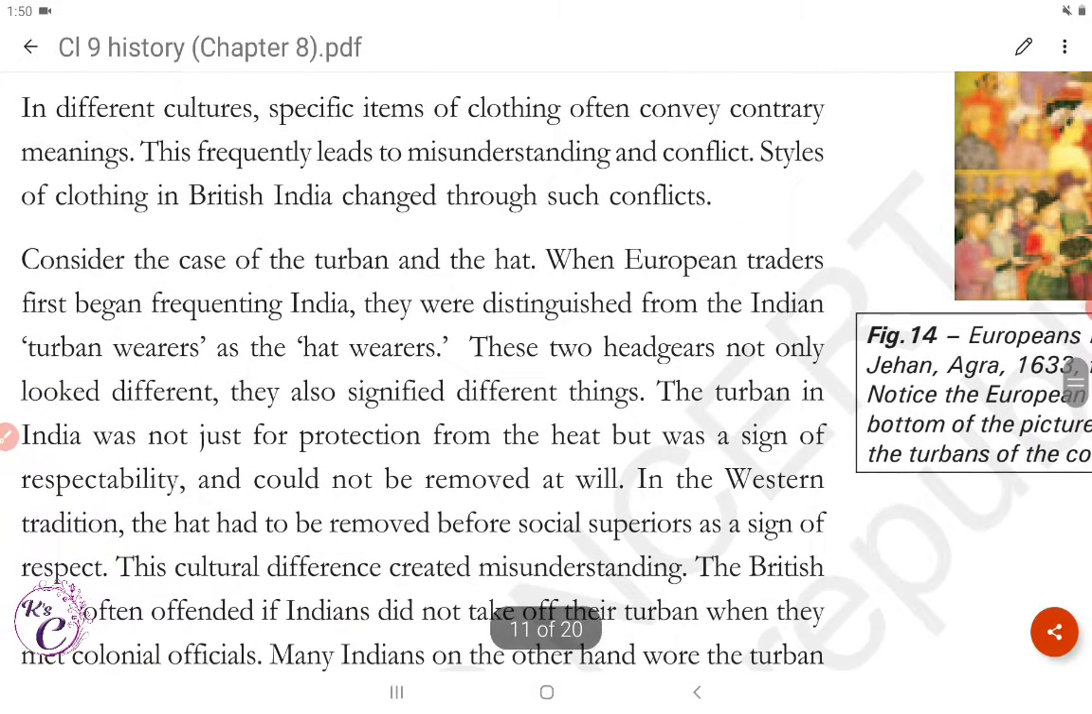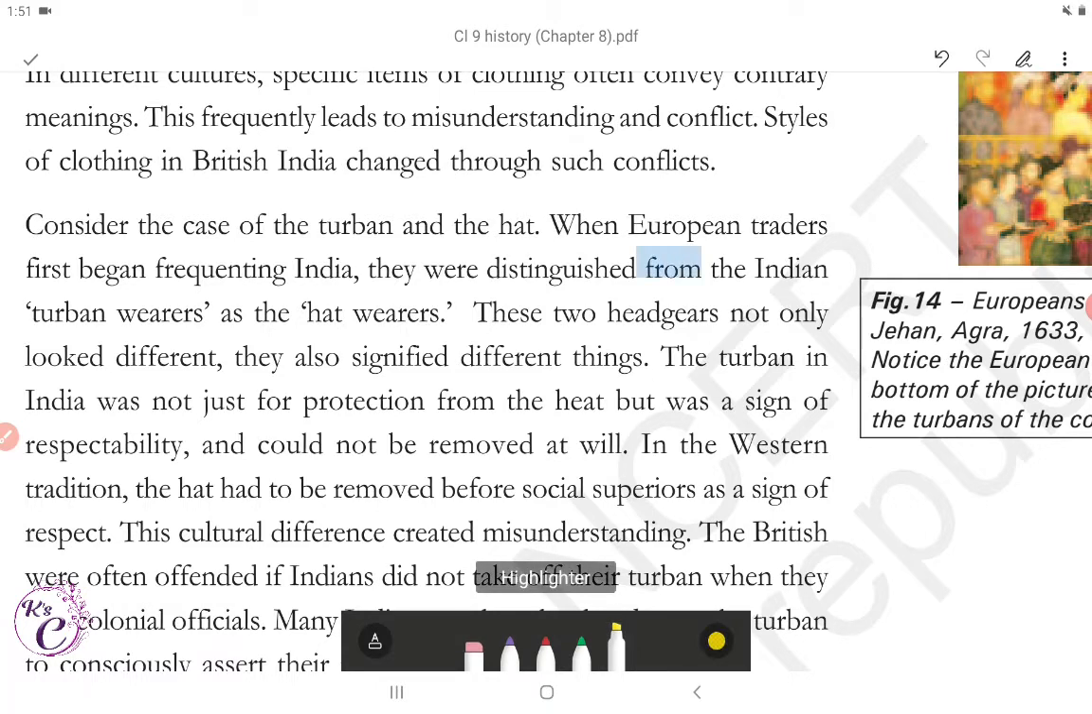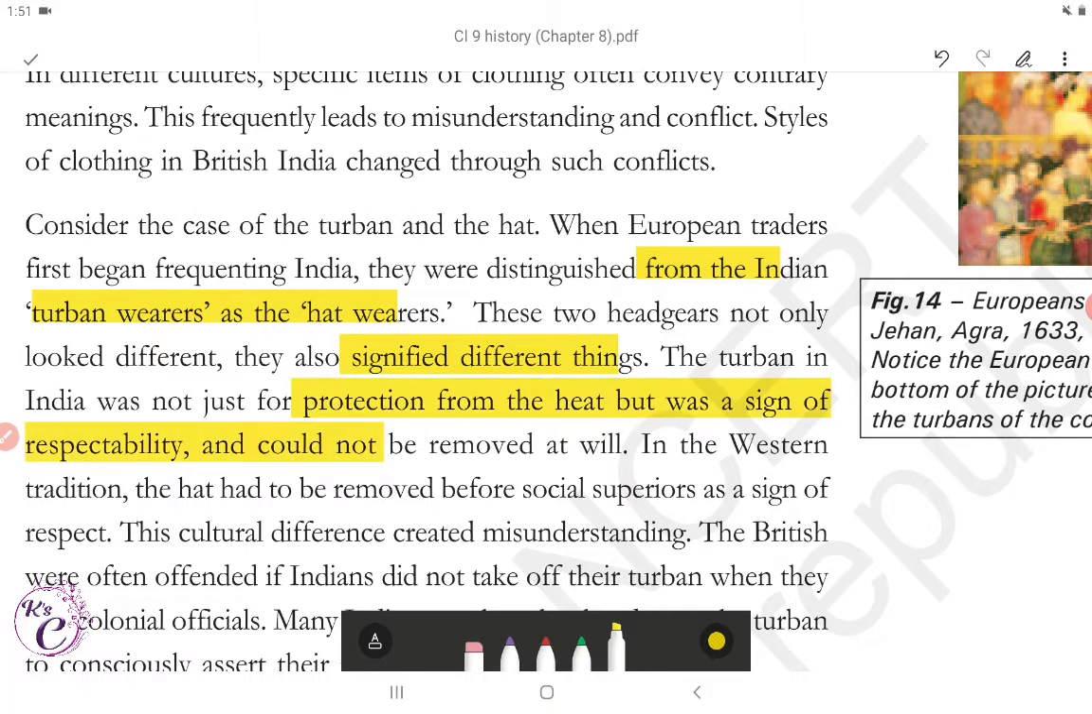Consider the case of the turban and the hat. When European traders first began frequenting India, they were distinguished from the Indian turban wearers as the hat wearers. These two headgears not only looked different, they also signified different things. The turban in India was not just for protection from the heat, but was a sign of respectability and could not be removed at will.